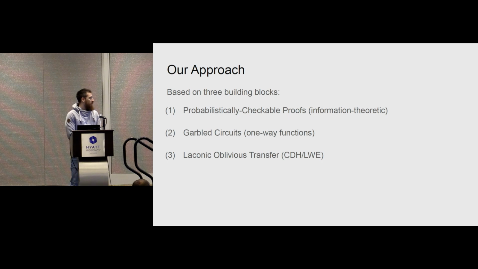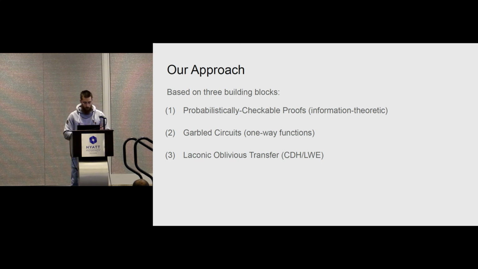Okay, so let me give you an overview of how we construct this beast. The first tool that we are going to consider, so here I list all the tools. We need PCP, garbled circuits, and laconic oblivious transfer. The order here is in terms of assumption. The PCP is, of course, an information theoretic object, so we don't need any assumption. For garbled circuits, we need one-way functions. And for laconic oblivious transfer, which I'm going to explain later, we need CDH or LWE. And since CDH and LWE imply one-way functions, we get our result from CDH and LWE.